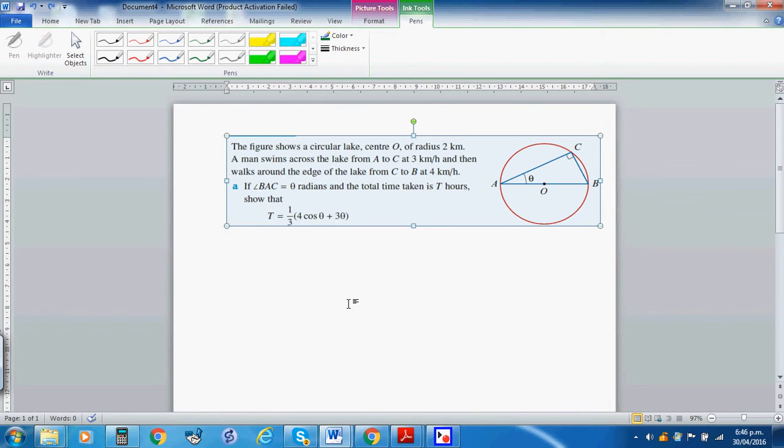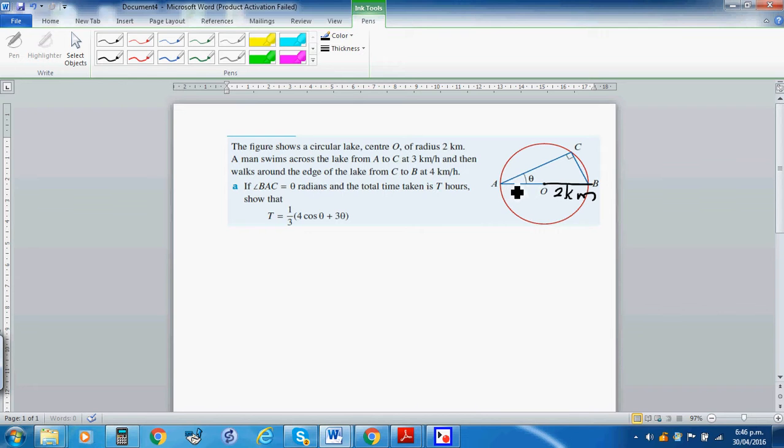This question has been taken from Cambridge textbook unit 3 and 4. A figure shows a circular lake of center O, the radius of 2 kilometers. So what they're saying is this is a circular pond or lake, radius of 2 kilometers. Okay, a man swims across the lake from A to C.